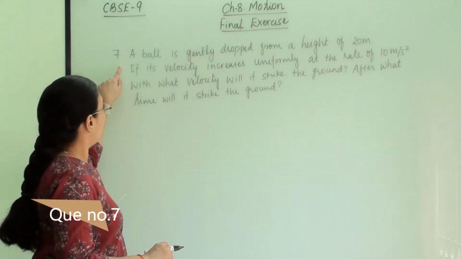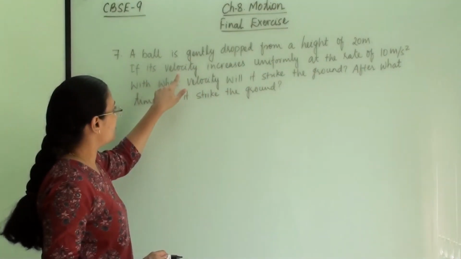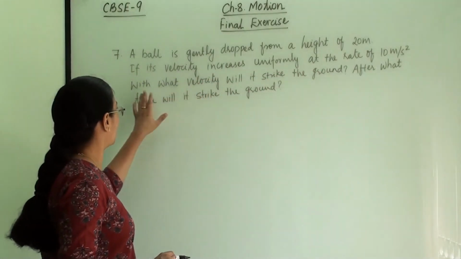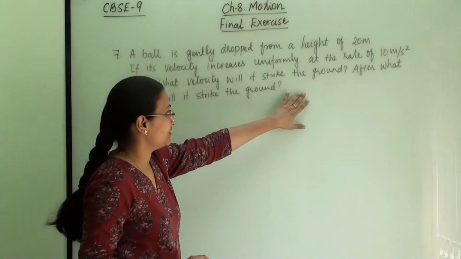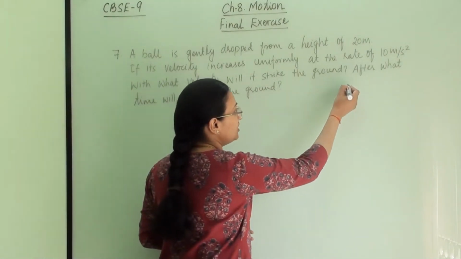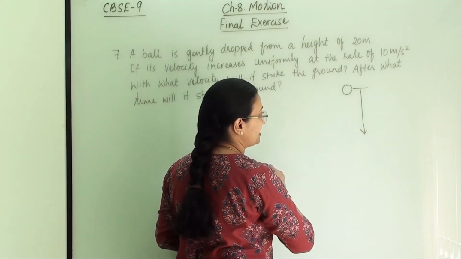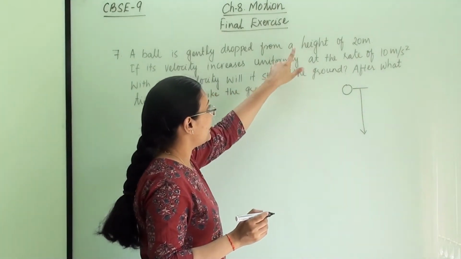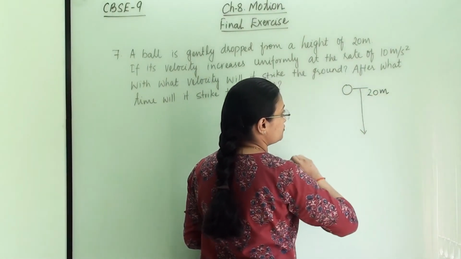Seventh question. A ball is gently dropped from a height of 20 meters. If its velocity increases uniformly at the rate of 10 meters per second square, with what velocity will it strike the ground? And second question, after what time will it strike the ground? So here we are dropping the ball from a certain height, gently. We are not forcing it. We are just dropping the ball from a height of 20 meters.